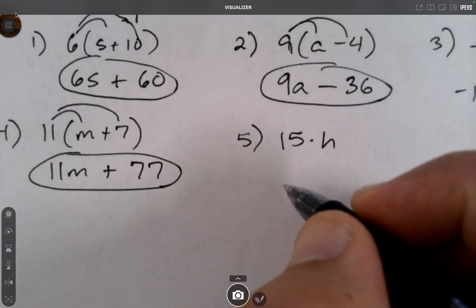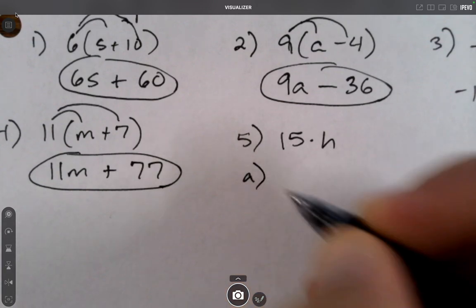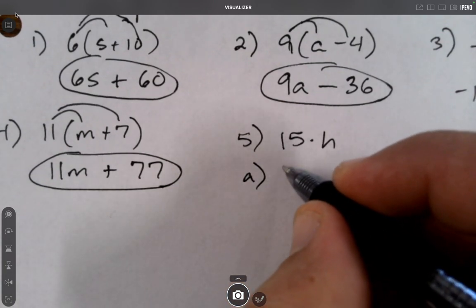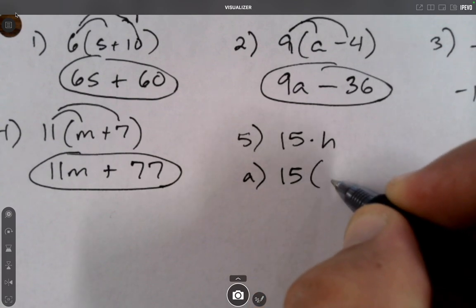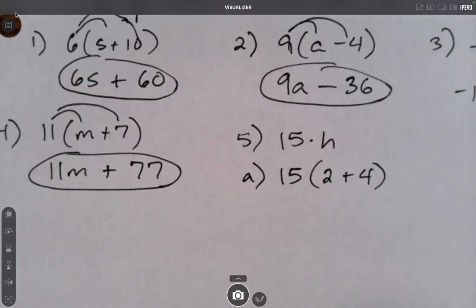So A says write 2 different expressions to find the total cost of horseback riding. So you could say, okay, it's $15 per hour, and I plan to spend 2 hours today plus 4 more hours tomorrow to solve that. That's one way you could write it.